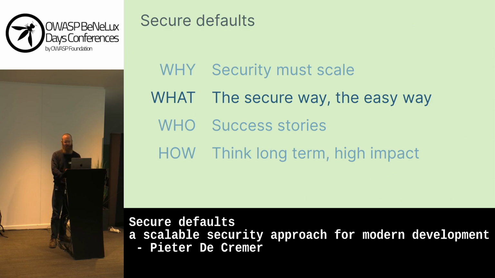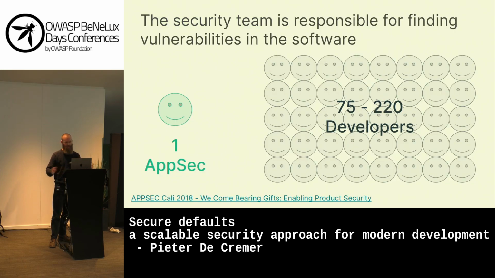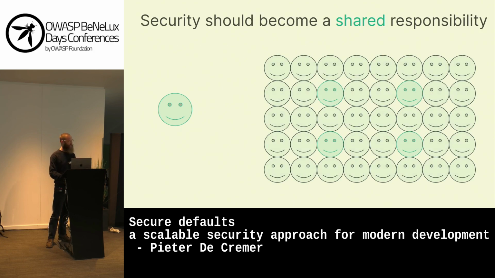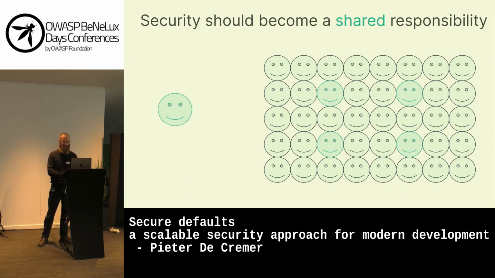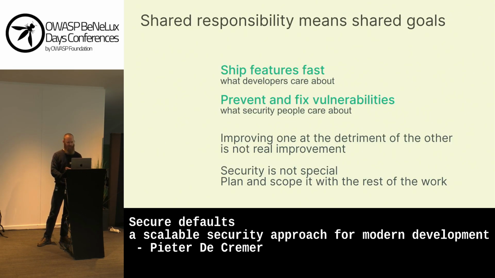I've used parameterized queries as an example, but I just want to emphasize once more the imbalance between AppSec people and developers, and this is not a number I made up. There's a talk by Netflix, and they actually have one security person for up to 220 developers. Just a crazy imbalance. So we need to make security a shared responsibility. I know this sounds like just handing stuff to the developers, but that's where secure defaults comes in. We will try to help them do this.